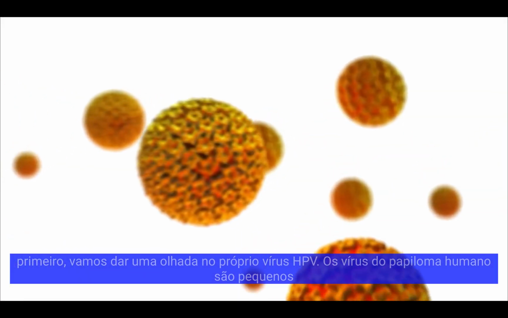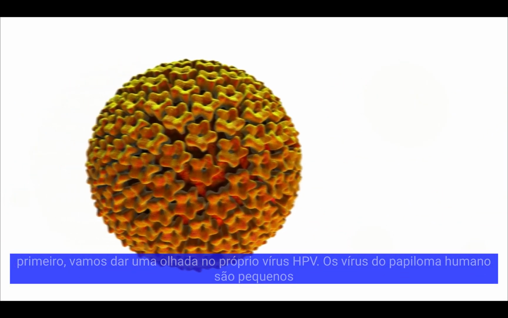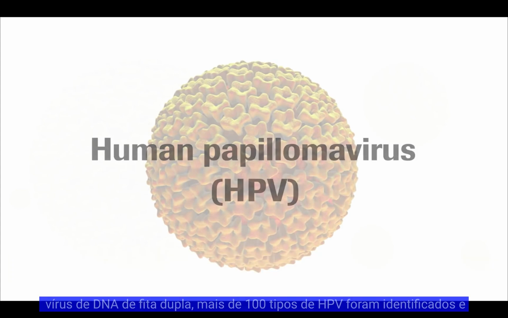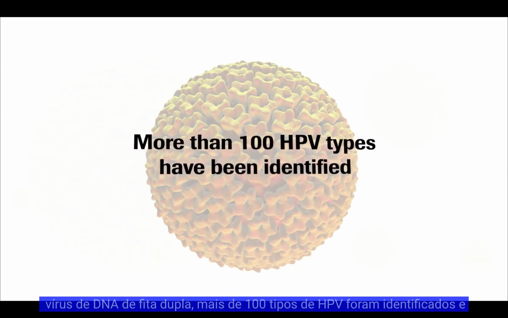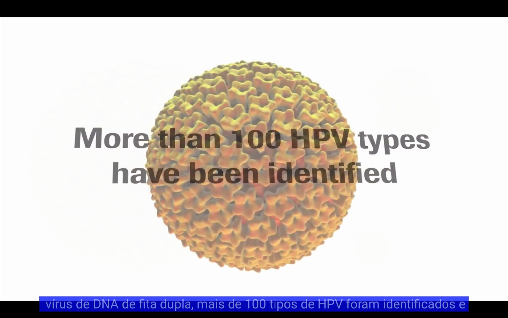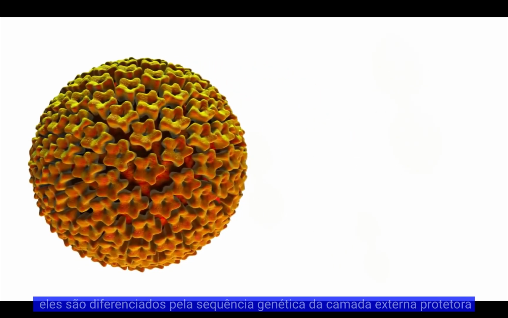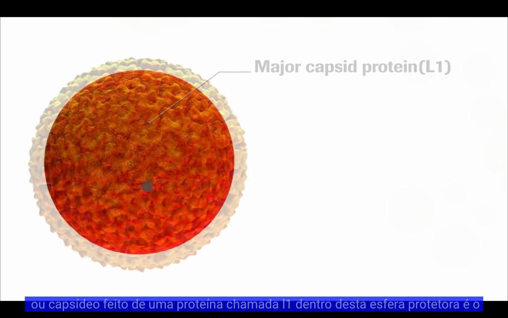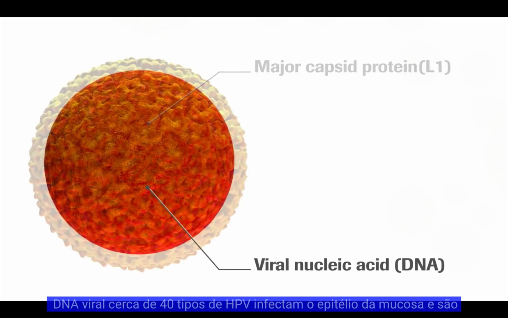Let's take a look at the HPV virus itself. Human papillomaviruses are small, double-stranded DNA viruses. More than 100 HPV types have been identified, and they are differentiated by the genetic sequence of the protective outer shell, or capsid, made of a protein called L1. Inside this protective sphere is the viral DNA.